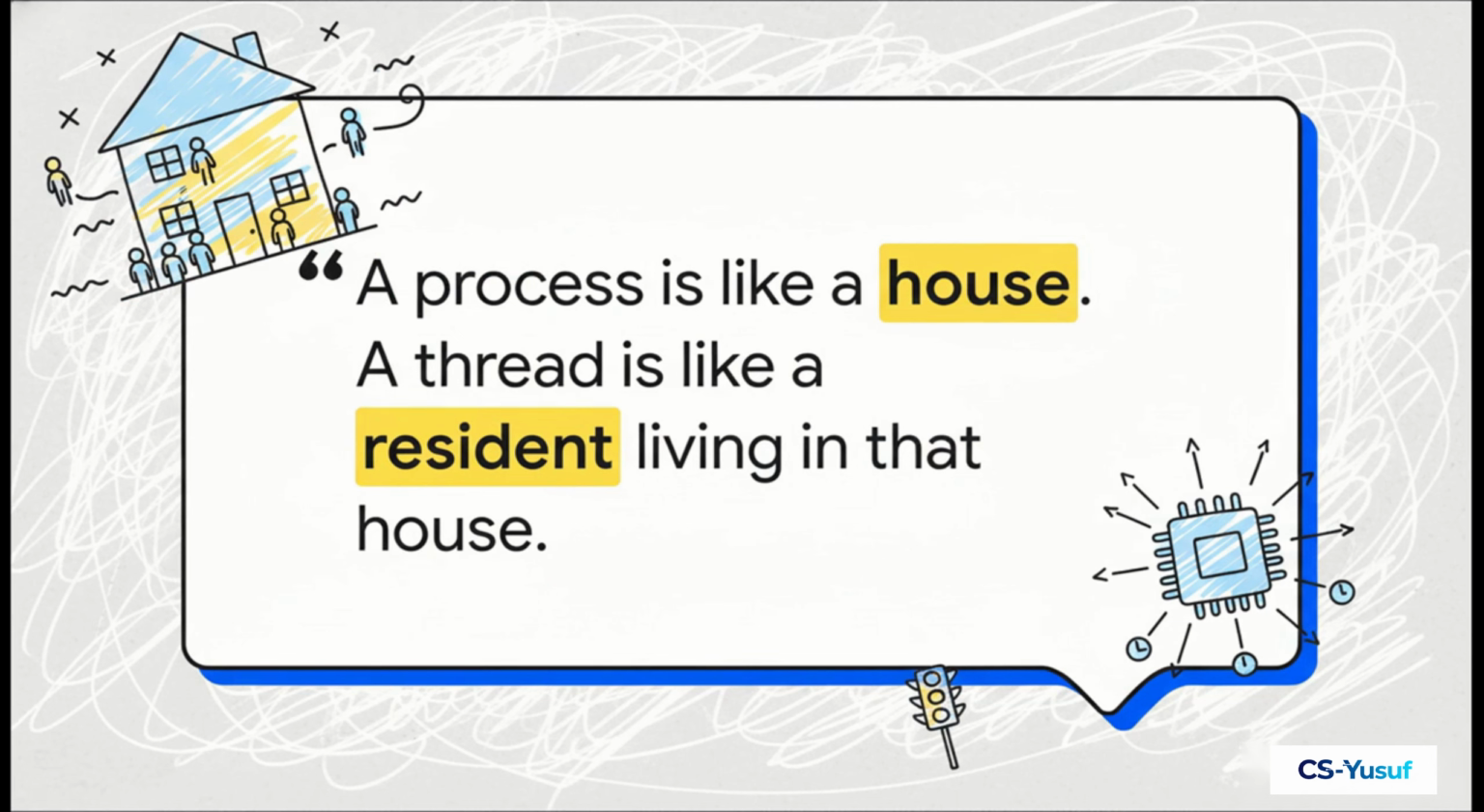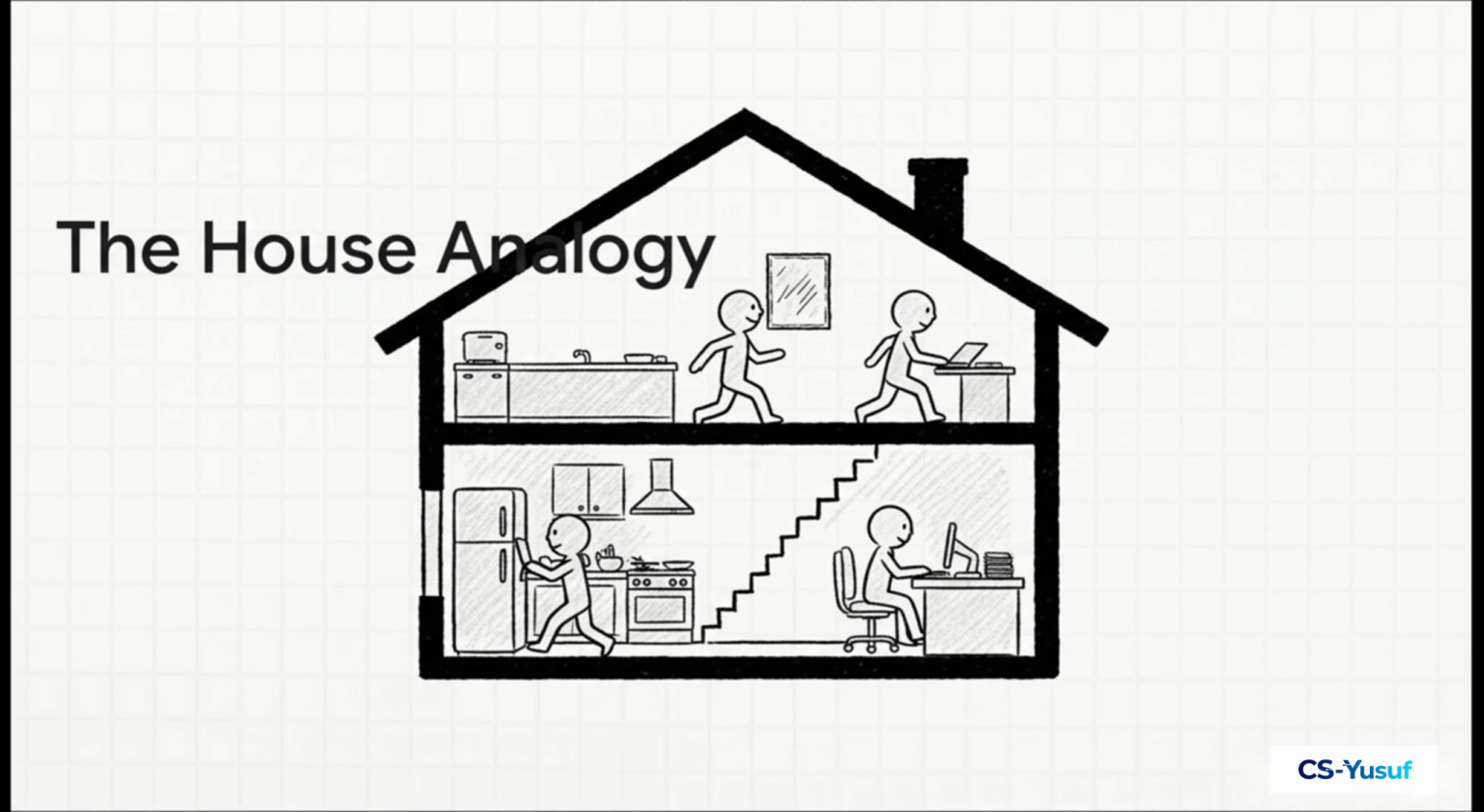There's a really fantastic analogy for this that just makes it all click. Think of it like this. A process is like a house, and a thread is like a person living inside that house. And this just explains it perfectly, doesn't it? The house, the process, is just the container. It has all the resources, right?